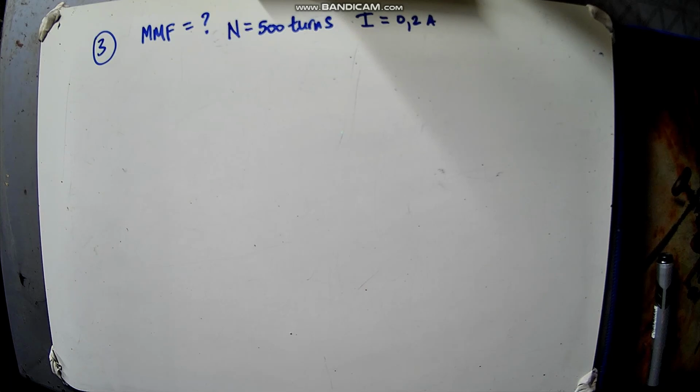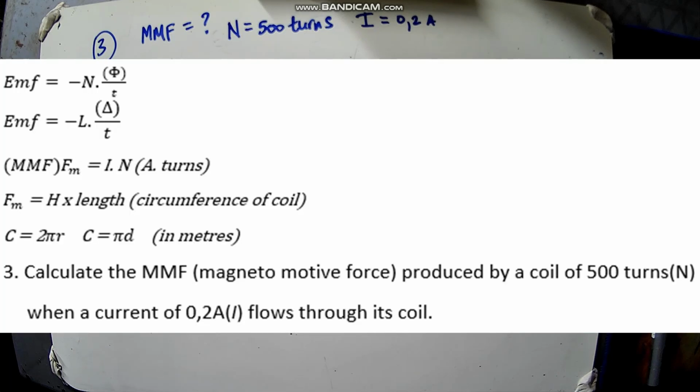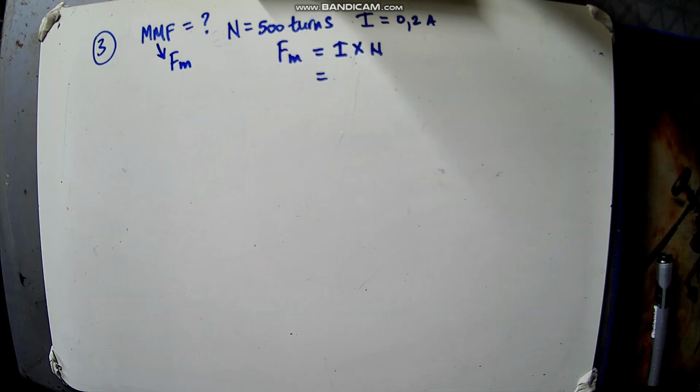In the next question, question number 3, it says calculate the magnetomotive force produced by a coil of 500 turns when a current of 0.2 amps flows through the coil. So this is kind of an easy question, right? So using the formula, substituting the values, I as 0.2 amps and N as 500. And don't forget our unit there will be current multiplied by turns. So our unit will be amp turns. And the answer is 100 amp turns.